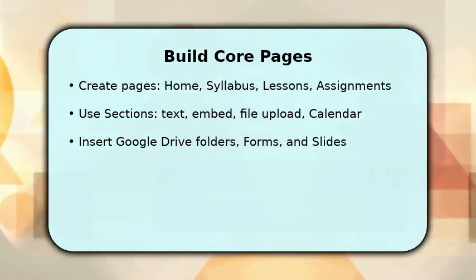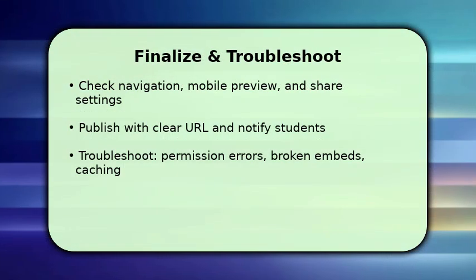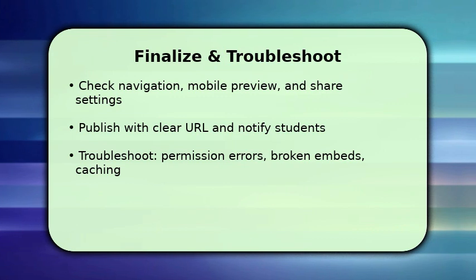Make sure to test links and permissions. You're now ready to publish. Preview the site on mobile and desktop, then click Publish and choose a simple URL. Notify students via email or classroom and pin the link for easy access.